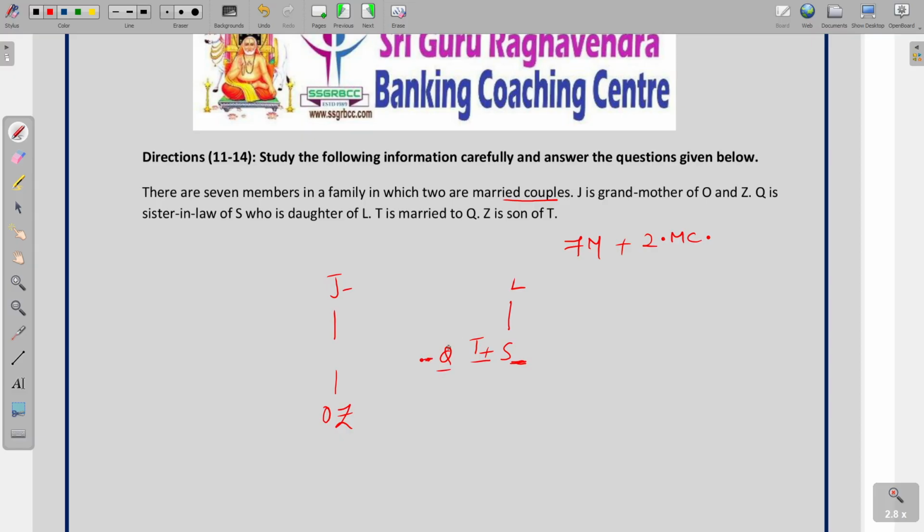Okay, so she is the female candidate. These two are one married couple. Z is son of T, and Q and T both are a married couple, and also T and S both are siblings. So obviously L is the male candidate. L and J both are husband and wife. We don't know what the gender of O is. So let us move on to the questions.